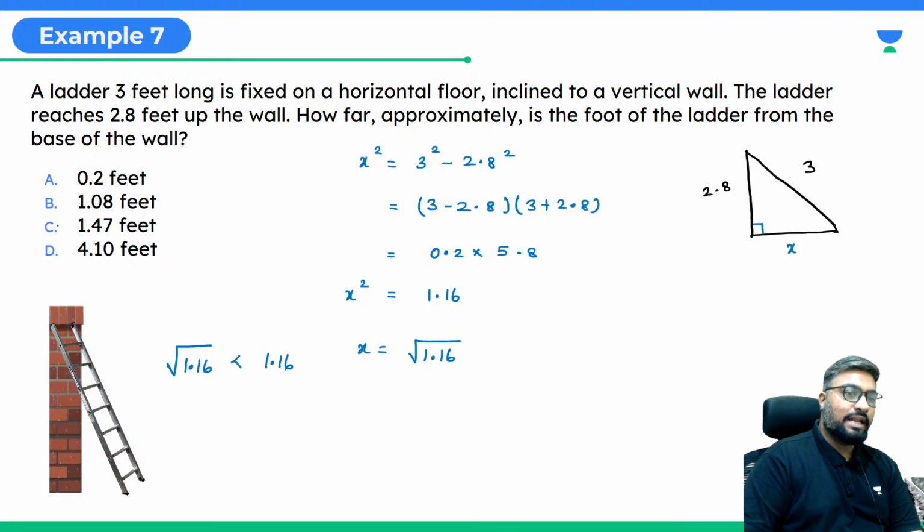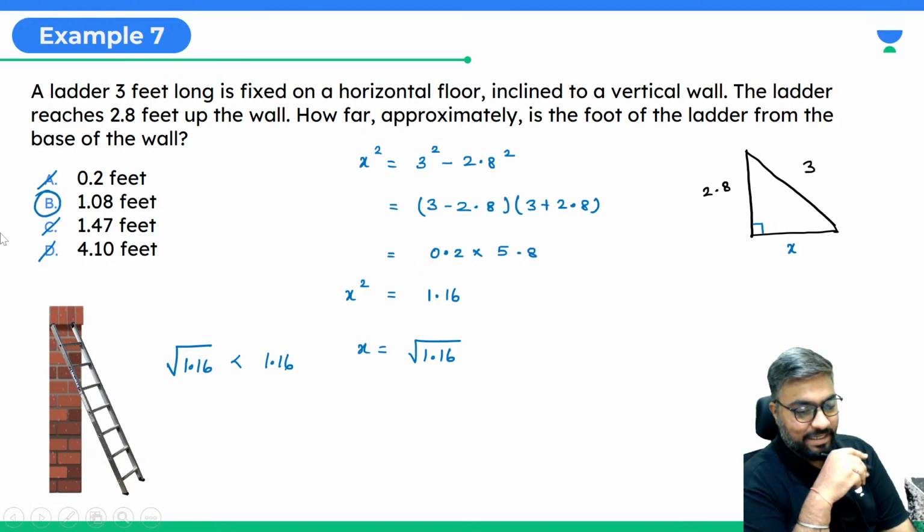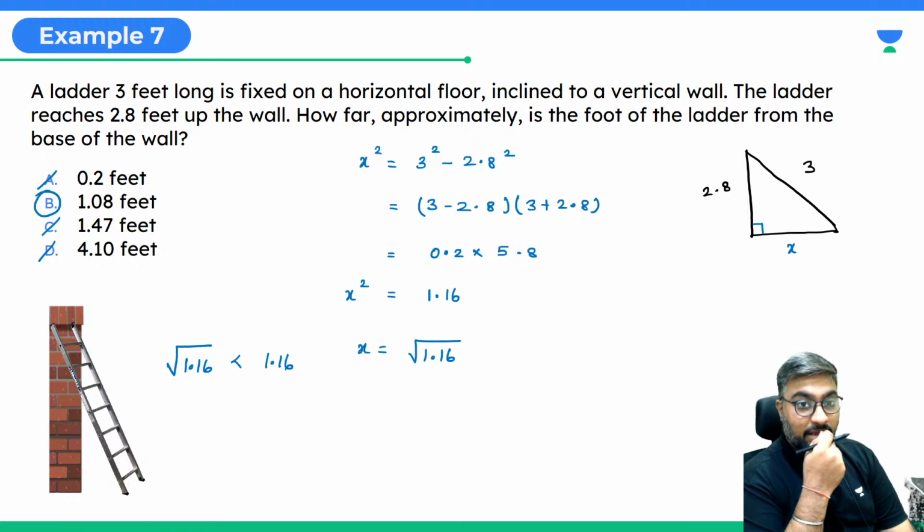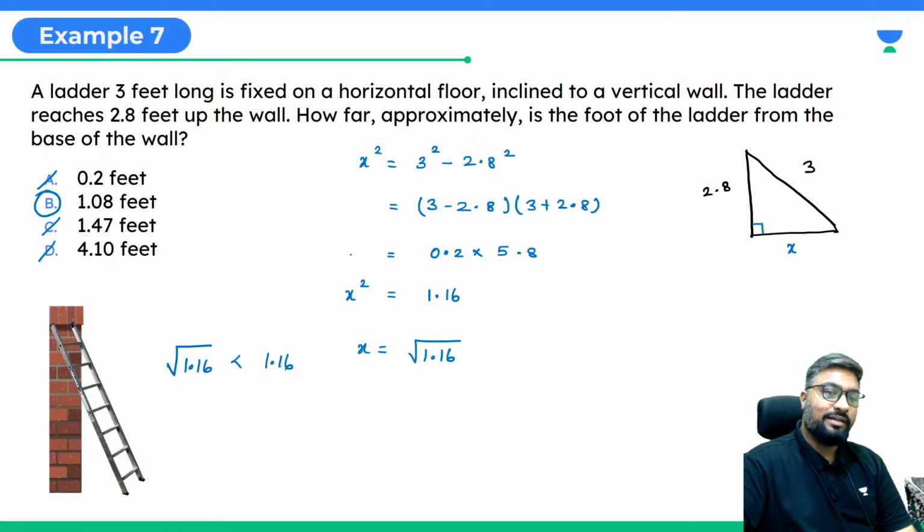Yes, so we can eliminate these two answer choices, and the square root of 1.16 is obviously greater than 0.2 because the square of 0.2 is 0.04. So we have option B, 1.08, as the answer. Done. Sorry, I had gone back here. This is x square.